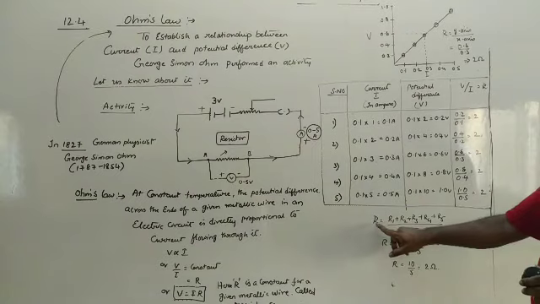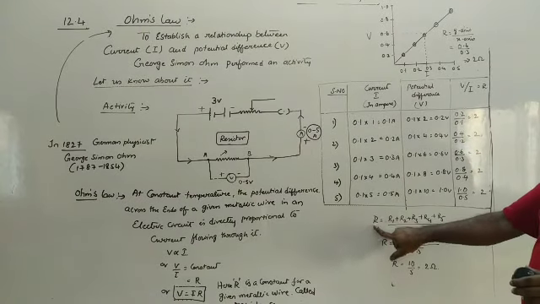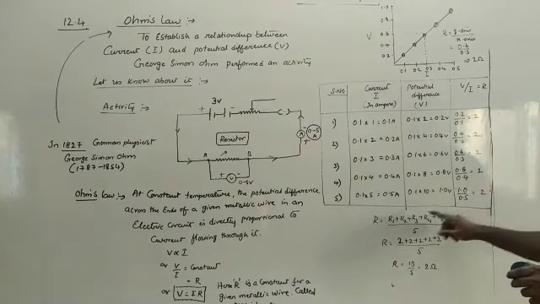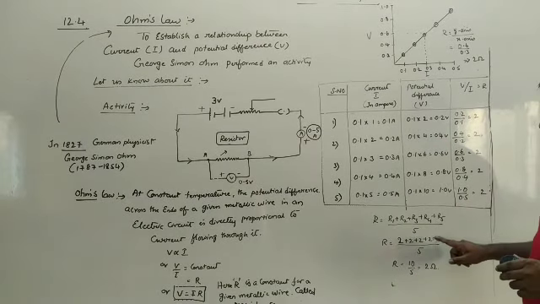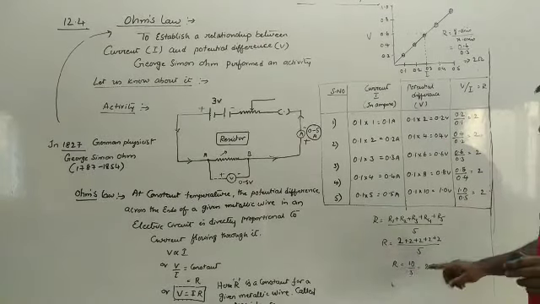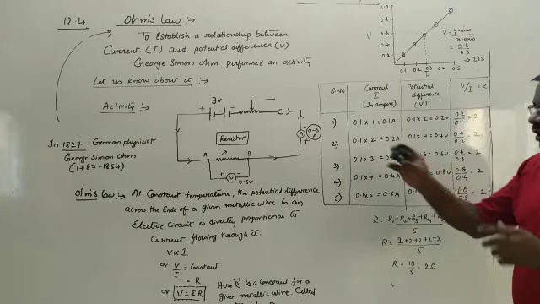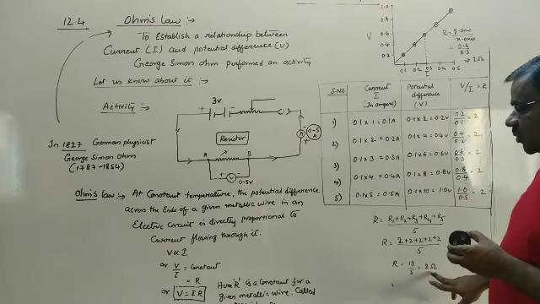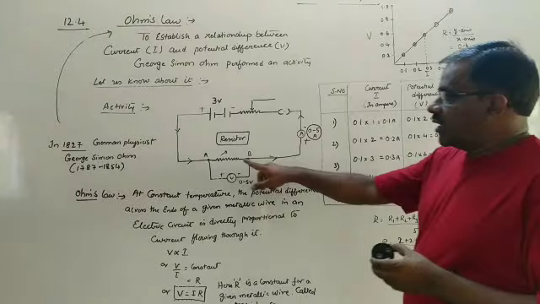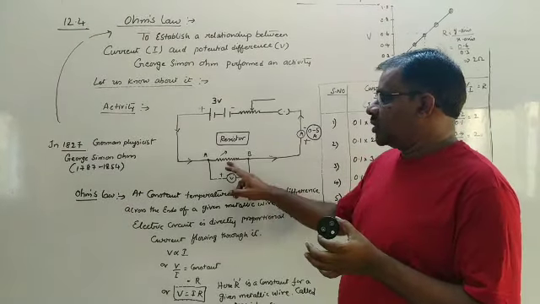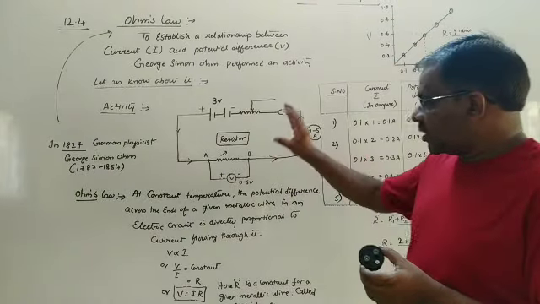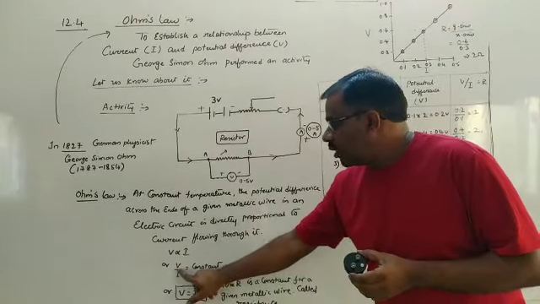So the total resistance R will be equal to the average of these 5 readings, divided by 5. So R is equal to 2 plus 2 plus 2 plus 2 plus 2 divided by 5. So the value of this unknown resistor in this particular activity comes out to be 2 ohms. Now, one thing is known: the value of this unknown resistor came out to be 2 ohms. Now I have to establish a relation between voltage and current.